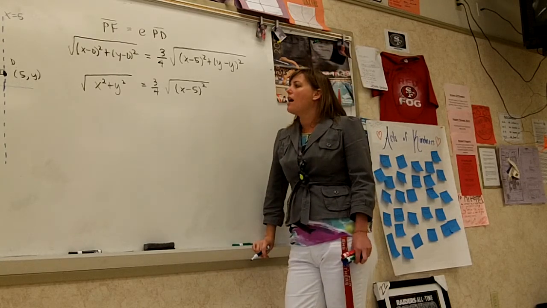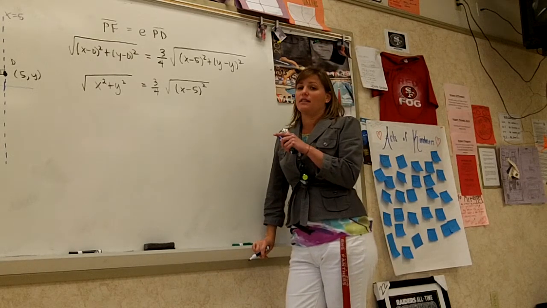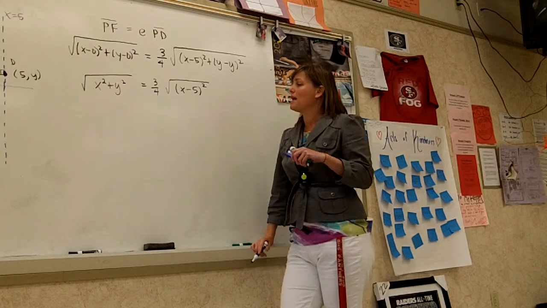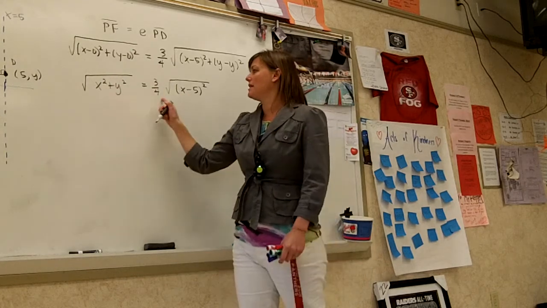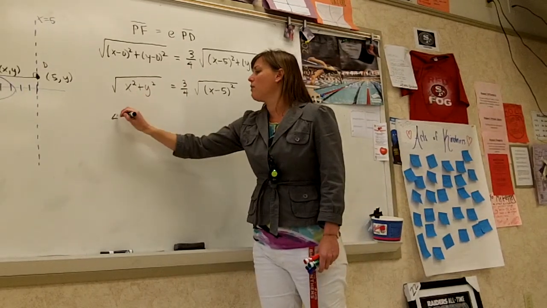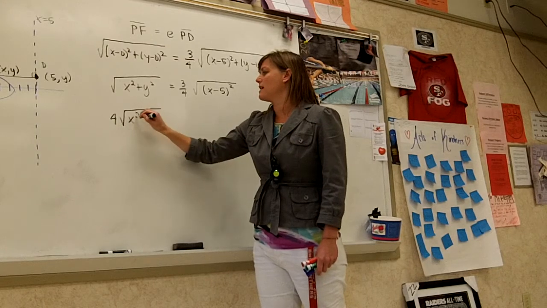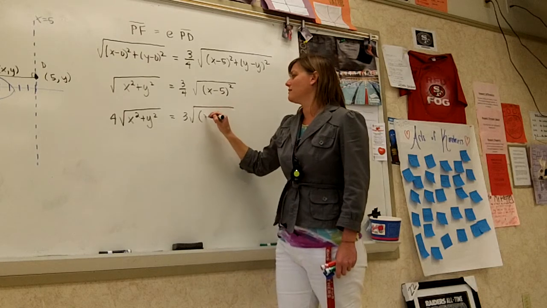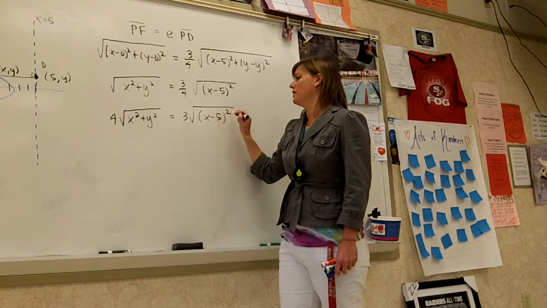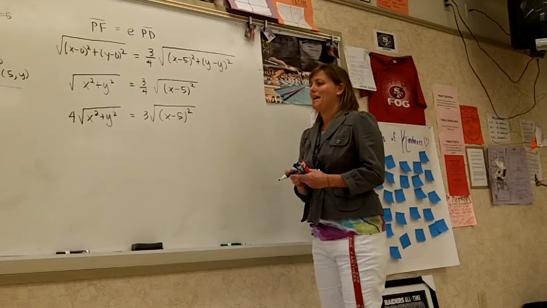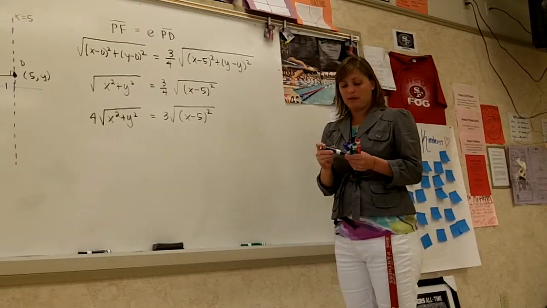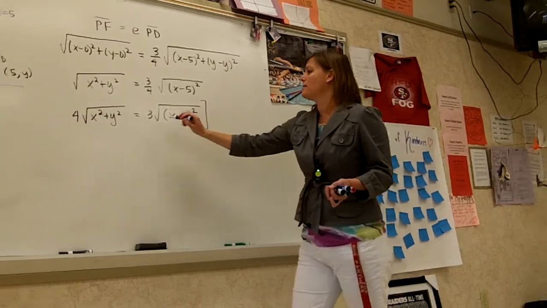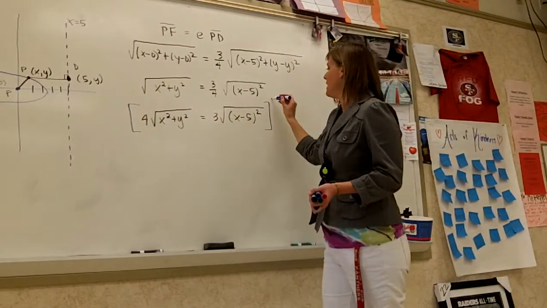Now, I don't like working with those fractions. They freak me out. Oh my gosh, you guys all start panicking. So what I'm going to do is multiply both sides of the equation by 4. So I'm going to get 4 times the square root of x squared plus y squared is equal to 3 times the square root of (x minus 5) squared. I know you guys want to simplify that, but don't do it. Now, how do we get rid of square roots in equations? I hear you all screaming, Ms. Crumple, square both sides, square both sides.